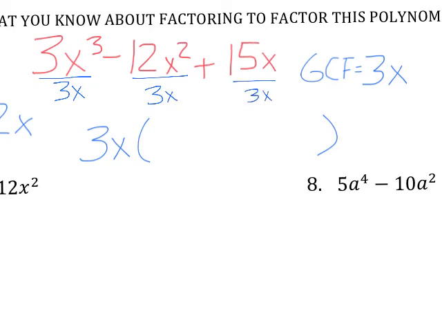All right, now let's finish it. So 3 divided by 3 is just going to be 1. X to the third divided by x is x squared. So that's my first piece, and bring down your sign. Okay, now negative 12 divided by 3 is negative 4, so negative 4. And x squared divided by x is x. And then for my third term, 15 divided by 3 is positive 5, so plus 5. And x divided by x is gone. So I can move my parentheses in here, and there's my final answer.